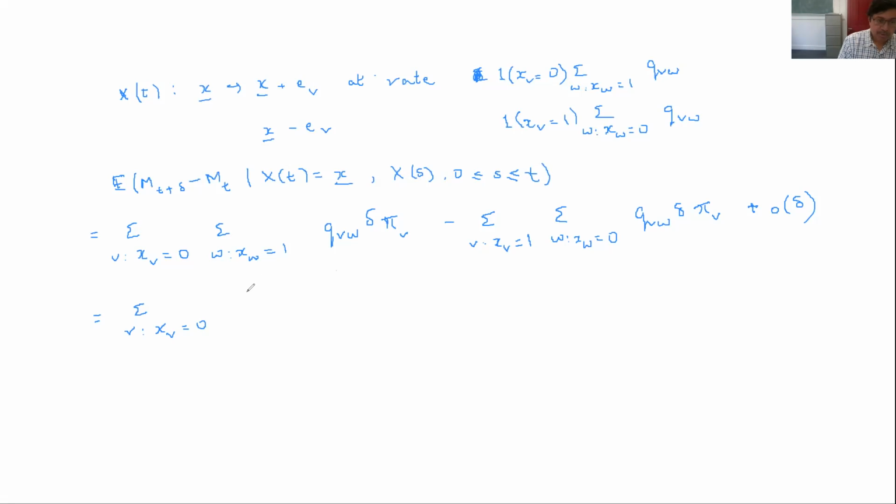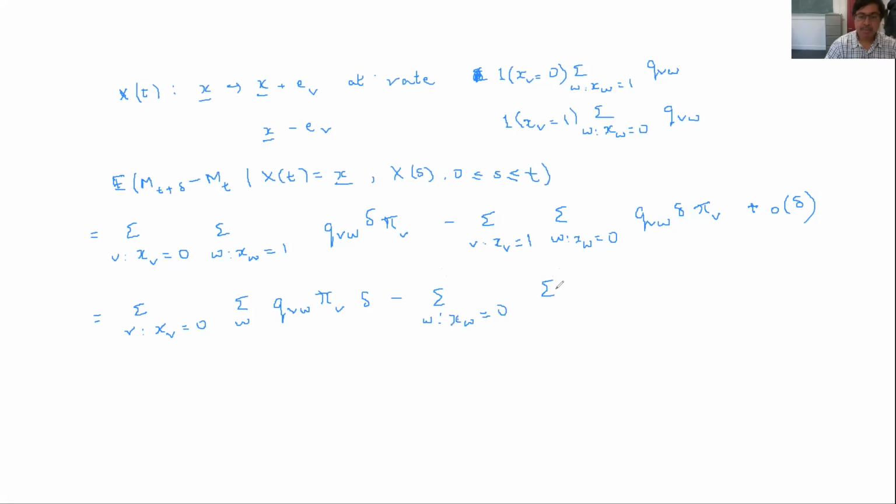So I'm left with the sum over w, q v w, pi v, delta. Okay, minus, similarly, I can now interchange the order of summation. So let me first do the sum over w of xw equals 0 times the sum over v.